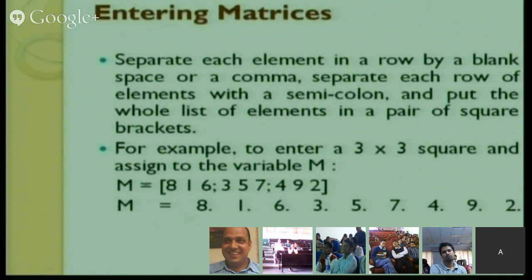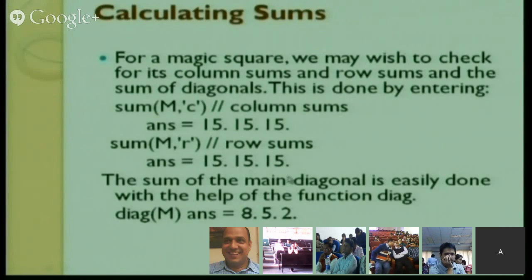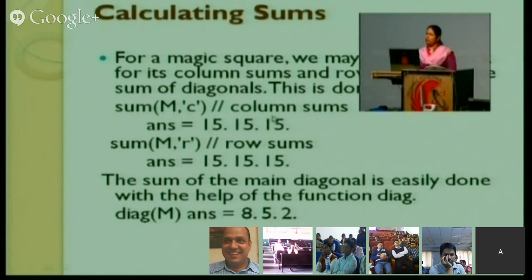This is entering matrices. A matrix has been entered as M is equal to 8, 1, 6, 3, 5, 7 and 4, 9, 2. Now this is calculating sums. This M matrix has been entered and we want to calculate the sum of the columns. Then we write this syntax: sum brackets M comma within quotes C. C means we have to calculate the sum of the columns of the matrix M. So the answer will come out to be 15, 15, 15.